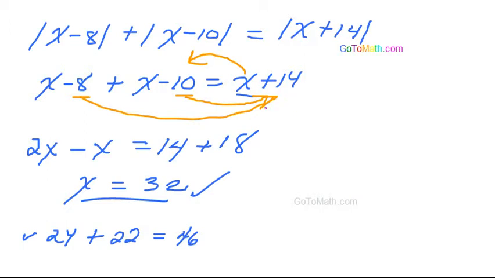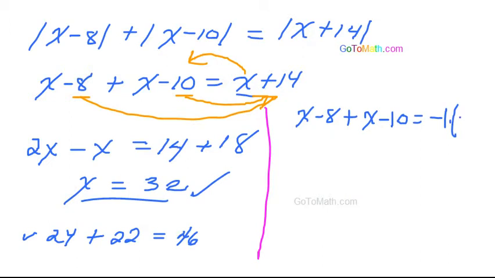Alright, now let's take a look at the other solution. So we go ahead, drop the absolute value bars here. x minus 8 plus x minus 10. We're going to take the right hand side and throw a negative 1 in right here, okay? But when we do, we drop the absolute value bars, right? And we have x plus 14, which I'm about to run out of room here on.